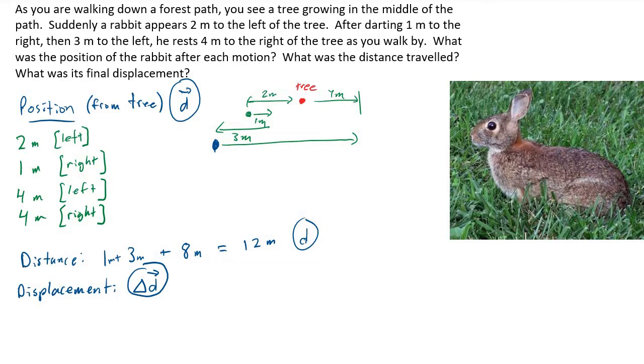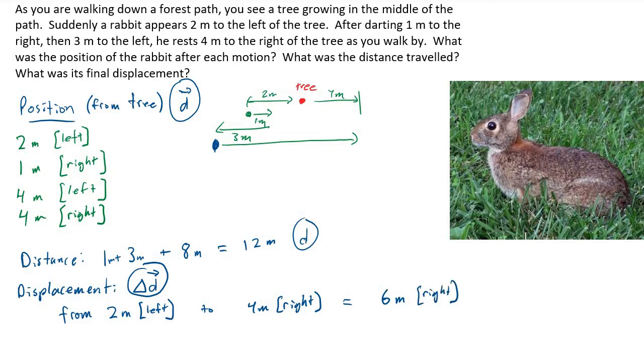The change in position. Well, he started 2 meters to the left of the tree. He ended 4 meters to the right of the tree. Displacement doesn't care what happened in between. So we can easily see that from 2 meters to the left, where he started, to 4 meters to the right, where he ended, means he must have been displaced a total of 6 meters. Which direction was that? Well, to the right.